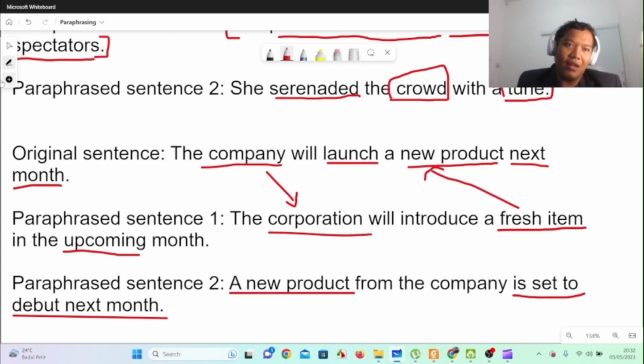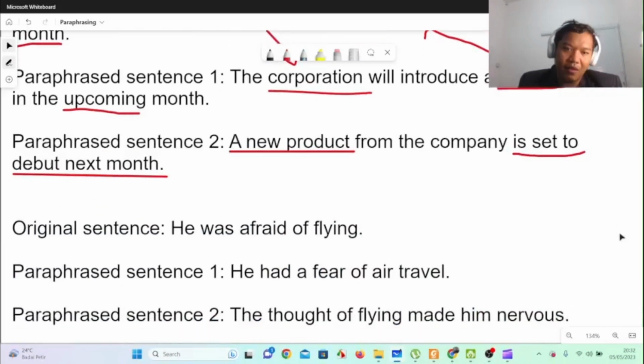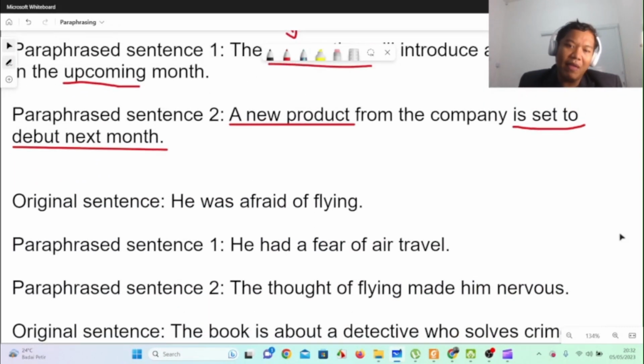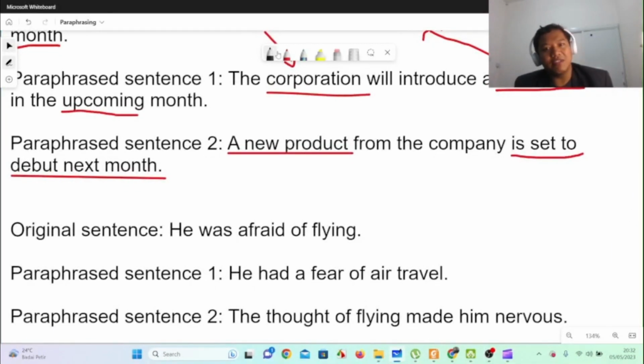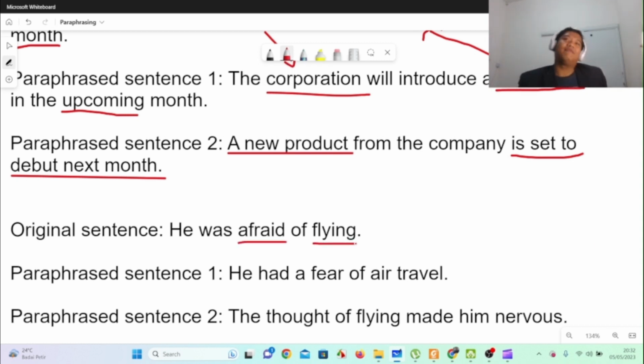Now let's take another look at a different example. Right, this one is a simple one. He was afraid of flying. Pretty simple. He was afraid of flying. So in this case, we only need to find the synonym of afraid, maybe flying, right? So in the first example, it says here he had a fear of air travel. Now, does that make sense, right?